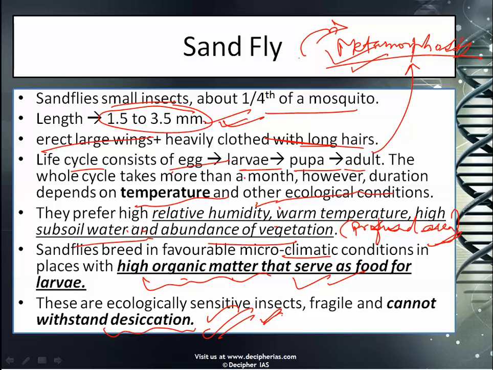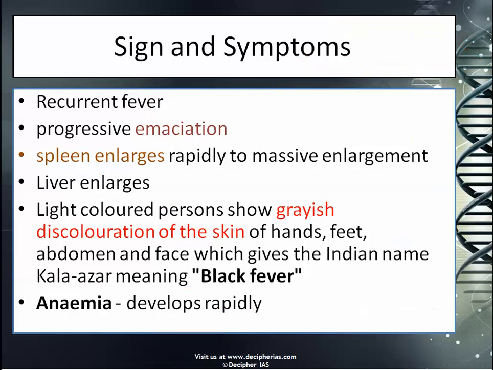So, very important: it is very fragile, so it cannot grow in dry areas. Now, signs and symptoms. What happens when you get this disease? First of all, there is recurrent fever. A fever comes again and again and with more intensity. Then progressive emaciation, that is, becoming very lean, with loss of fat.